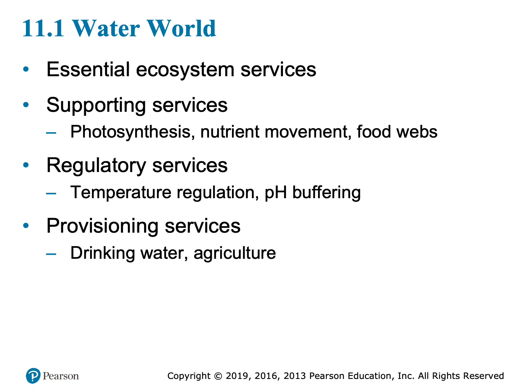Water is important for regulatory services. Rain and snow help to remove pollutants. Water helps to moderate temperature and also helps to keep the pH within normal range. And then water helps to provide provisioning services. And these are basic things like drinking water, providing seafood, providing water for agriculture and irrigation.